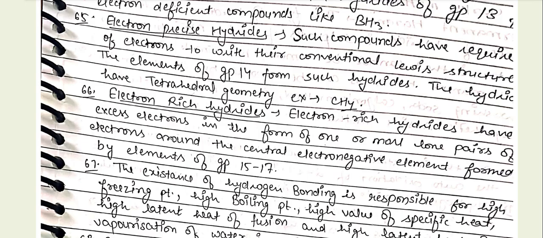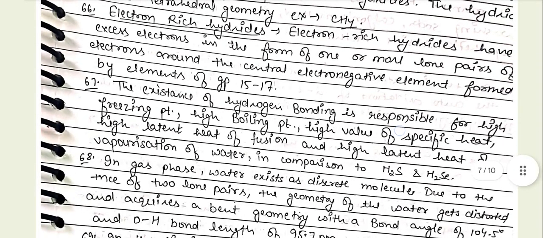Electron-rich hydrides. Electron-rich hydrides have excess electrons in the form of one or more lone pairs of electrons around the central electronegative element, formed by the elements of group 15 to 17. The existence of hydrogen bonding is responsible for the high freezing point, high boiling point, high value of specific heat, high latent heat of fusion, and high latent heat of vaporization of water in comparison to H2S and H2Se.